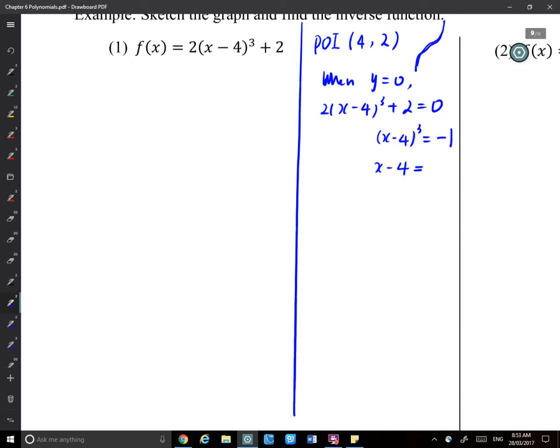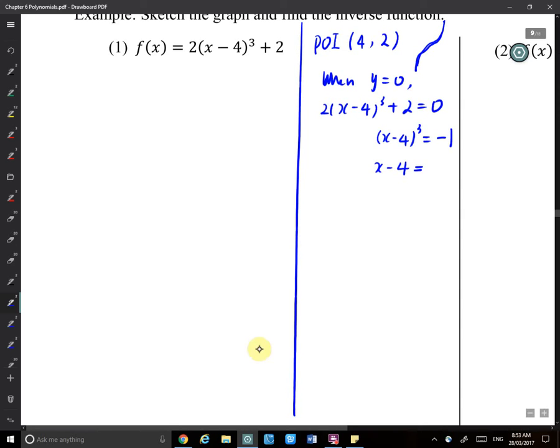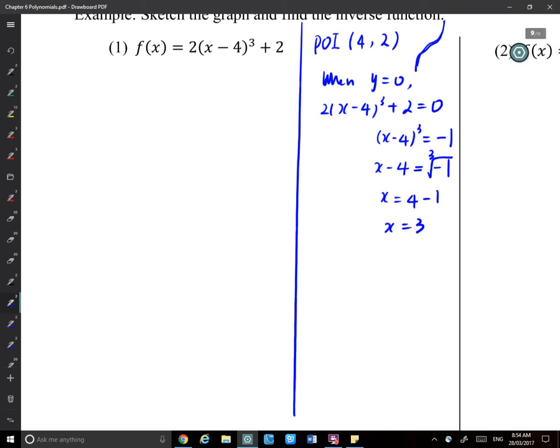What's the cube root of minus 1? Minus 1. Okay, minus 1 times minus 1 times minus 1 equals minus 1. So that gives you minus 1. Because it's the cube root of minus 1, that gives you minus 1. So x equals 4 minus 1, x equals 3. You only have minus 1. You don't have plus or minus 1. That's only for even roots. For the odd root, you only have one solution. It's negative 1. So we will have 3.